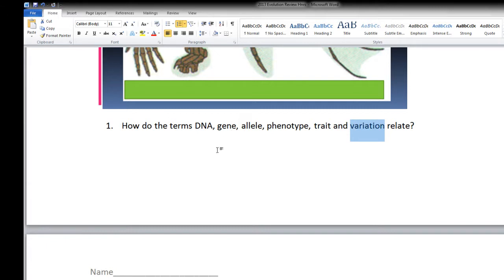So nobody walks around and just goes, oh yeah, I have hair color. No, you go, oh, I have blonde hair. We all have hair color. It's true. We have that trait. We have that hair color gene, but you go a little bit further. We've got an allele that also gives us a variation. So that's how they all relate to one another.